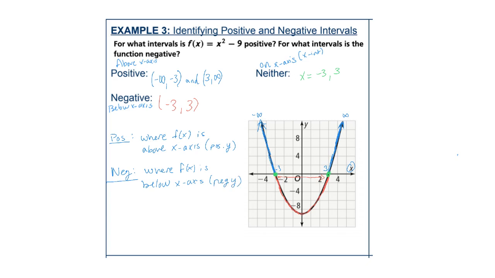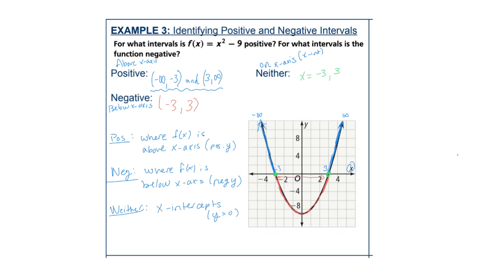Okay, and as you can see, we're only representing the x values for our solutions. So our positive interval is the x values. Our negative interval is the x values, and neither is also x values. And then neither, right, is just our x-intercepts. And that's where y equals 0.